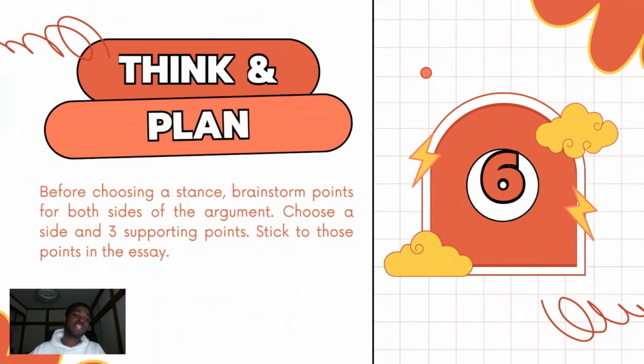Next tip for essay writing, think and plan. Make sure you do the planning before you do the writing. We did a whole brainstorm session, so you guys should be used to planning by now. So before you choose a stance, brainstorm points for and against the topic, right? And then you choose a side based on where you see stronger points. So think and plan. That's a pro tip for essay writing.